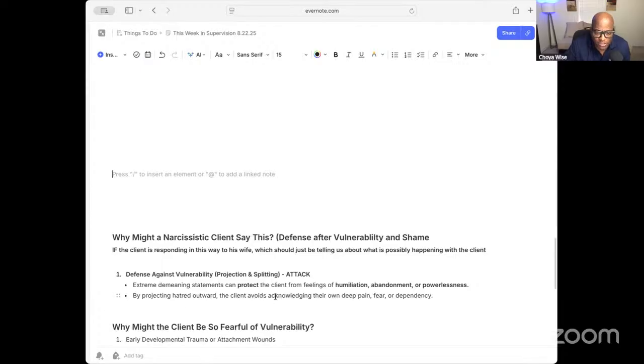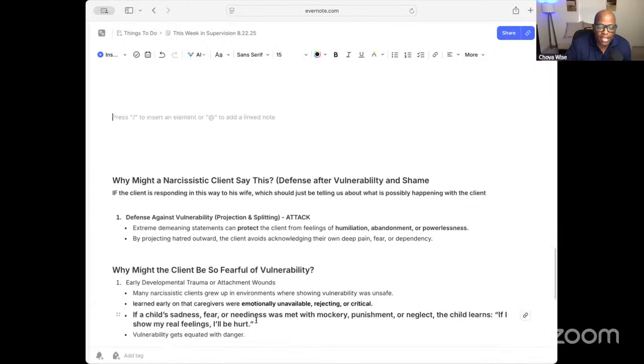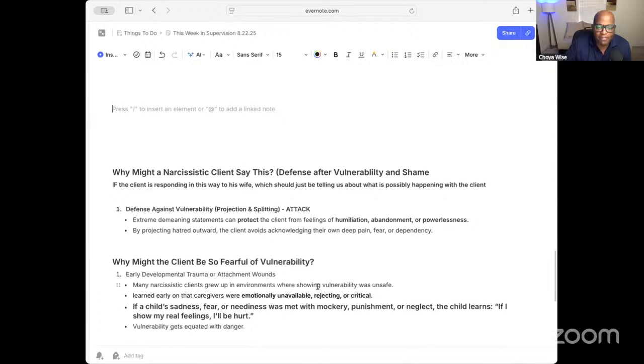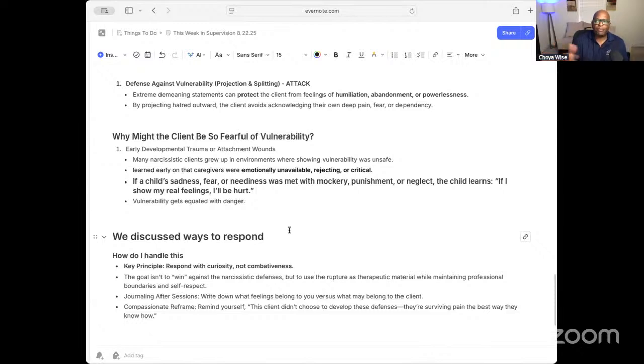By projecting the hatred outward, the client avoids acknowledging their own deep pain, fear, and dependency. Why might a client be so fearful of vulnerability? Okay, I like this one. Many narcissistic clients grew up in environments where showing vulnerability was unsafe. They learned early on that caregivers were emotionally unavailable, rejecting, or critical. Vulnerability for them gets equated with danger. Sounds like borderline personality disorder. These things kind of cross over sometimes.